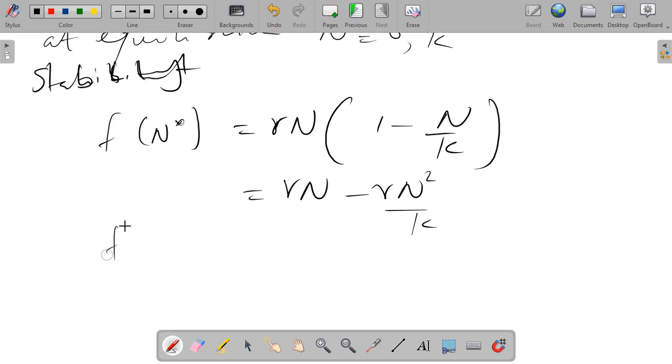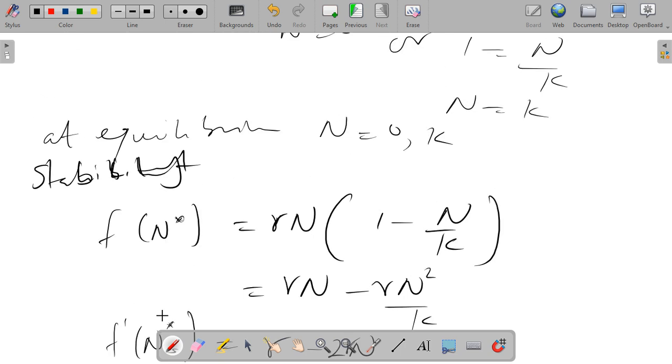So f prime of n star will now be: differentiate this to have r, differentiate the second term to have 2rN over K. So this is where we will now start testing our stability. The first one is we'll test when N is 0, then we'll test when N is K, and know what we are going to have.